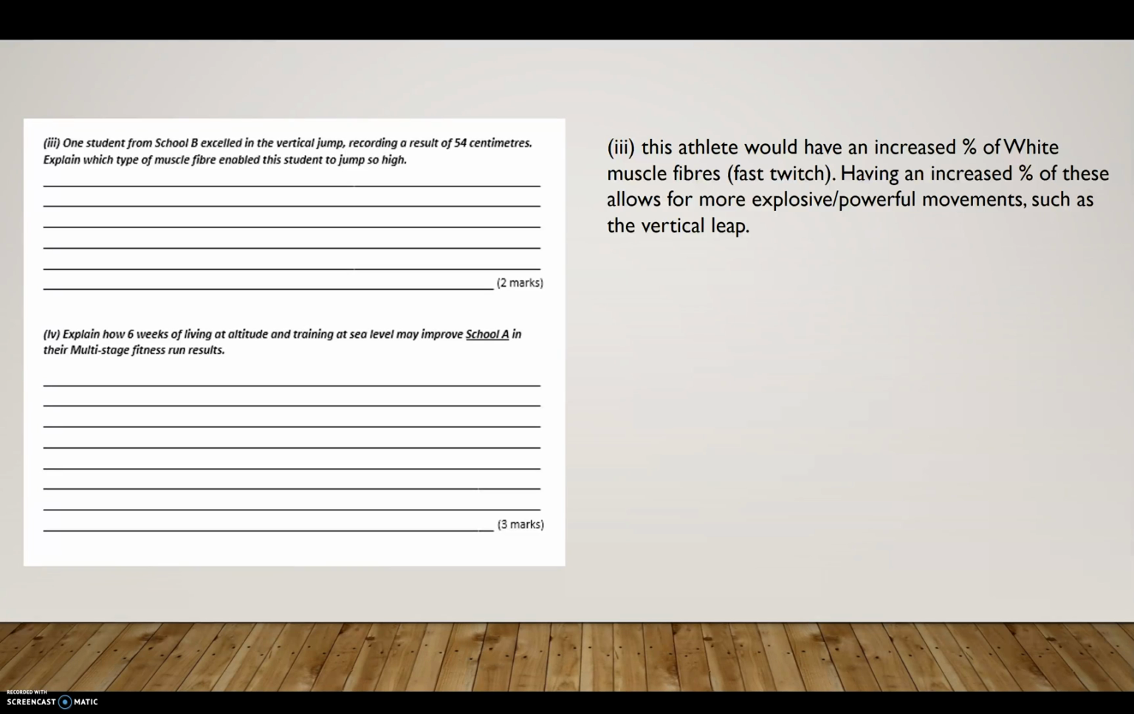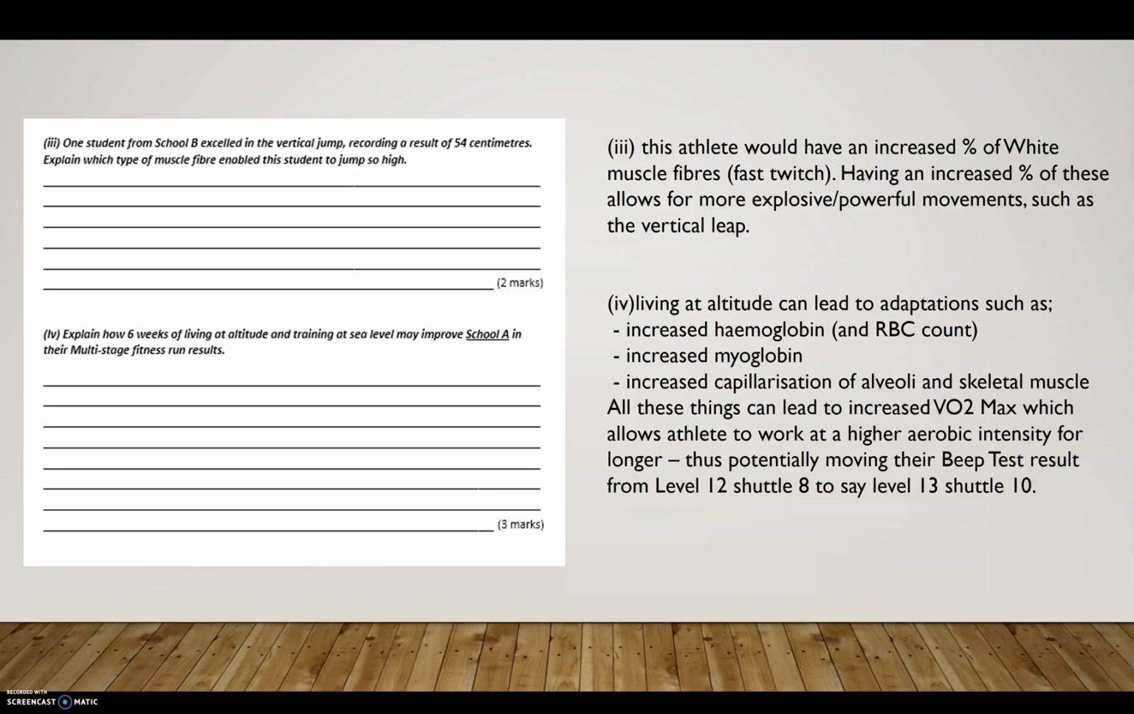All right, the fourth part there. Explain how 6 weeks of living at altitude and training at sea level may improve school A in their multi-stage fitness test results. So, living at altitude can lead to adaptations such as increased hemoglobin and red blood cell count, increased myoglobin, increased capillarization of alveoli and skeletal muscle. So what I wanted to see is you to be able to identify some of those adaptations and then talk about how that would impact the results.